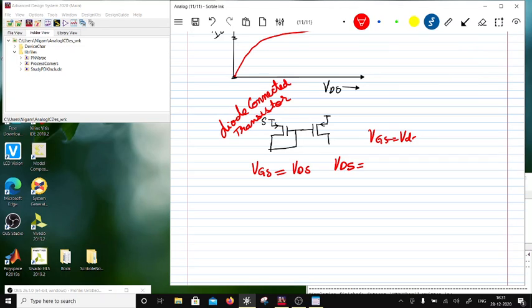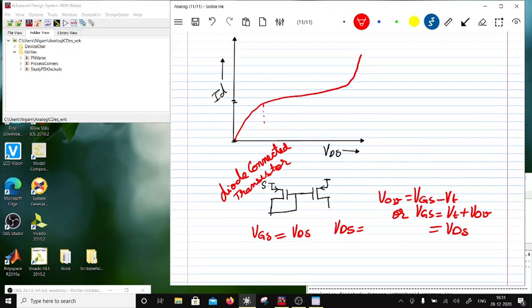So let me write it down like this. V overdrive is equal to VGS minus VT, or VGS is equal to VT plus V overdrive, correct? Now if I connect the drain and source, so if I make this equal to VDS, then I'm guaranteeing that for any current the device is biased. So this is your overdrive voltage. So the device is always biased VT above V overdrive. So it is always in the saturation region.